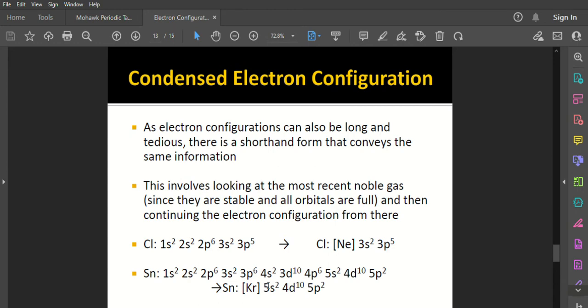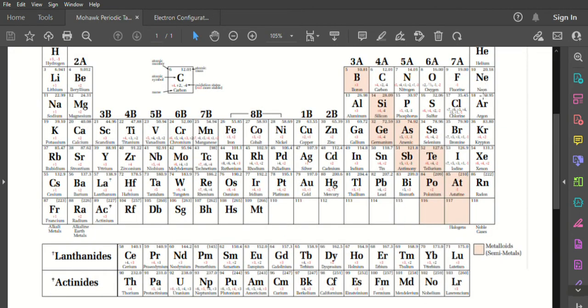Something a little bit bigger, because obviously chlorine didn't make you write too much, would be tin. Let's see, there's a p6, there's a p6, there's a p2. So the last p6 was 4p6. There's 2p6, 3p6, 4p6 was krypton. And then the only things we have to keep going for would be anything afterwards that leads us to tin.